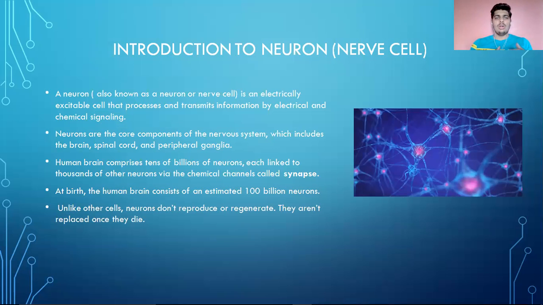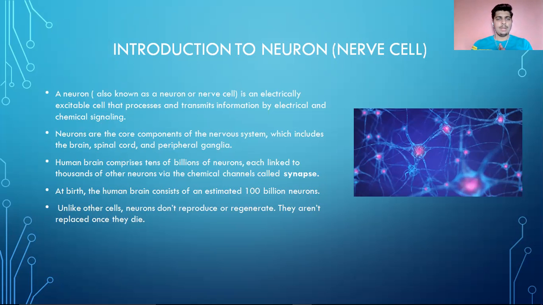So, a neuron, also known as a nerve cell, is an electrically excitable cell that processes and transmits information by electrical and chemical signaling. You might have studied about this in your biology or basic sciences: these are present in our brain and they usually process the information that our body or other cells transmit to it. So neurons are the core components of the nervous system, which includes the brain, spinal cord, and peripheral ganglia.